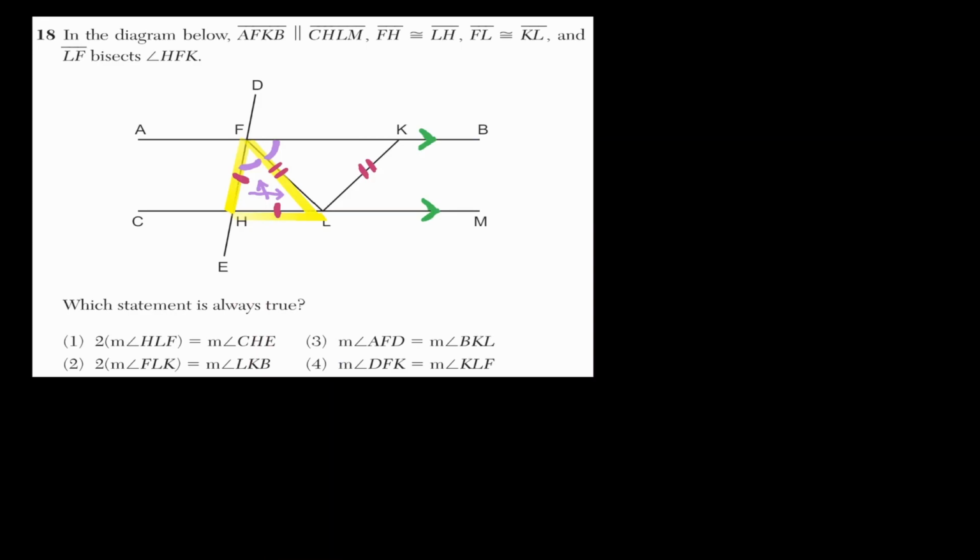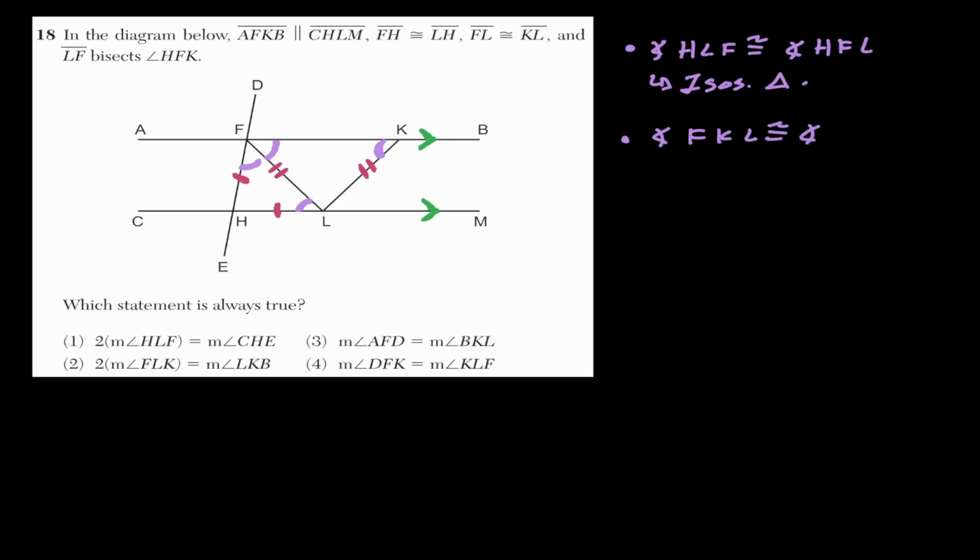So let me use the same notation. This angle HLF will be congruent to angle HFL. And also, I notice that I have another isosceles triangle in here. I have two congruent sides, so those opposite angles of the congruent sides are going to be congruent. So there are two angles that we have in here. So angle F will be congruent to angle K. So now I know that all those four angles are congruent to each other.